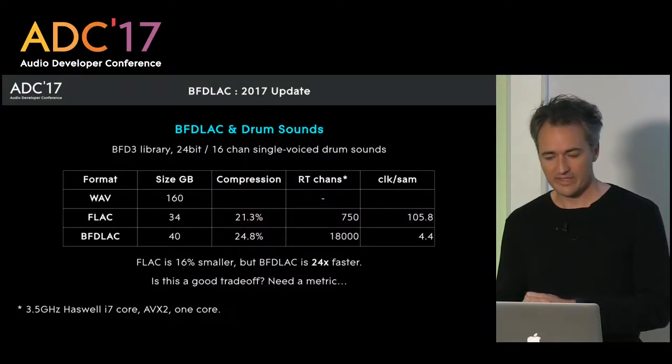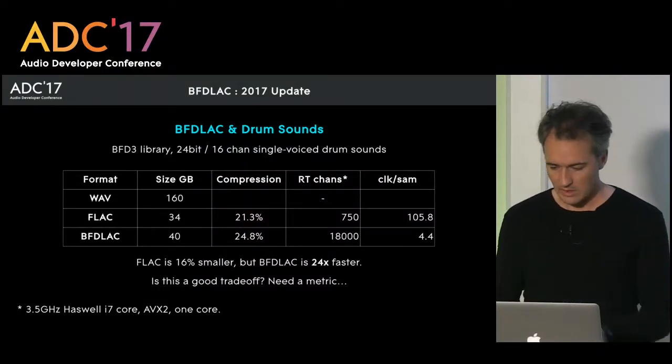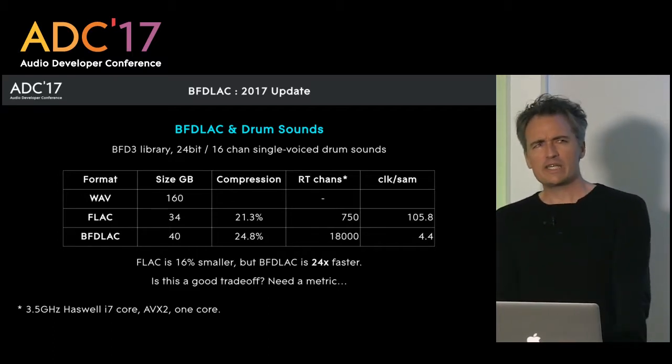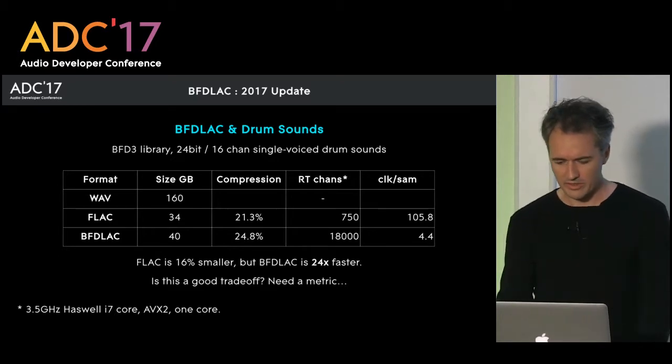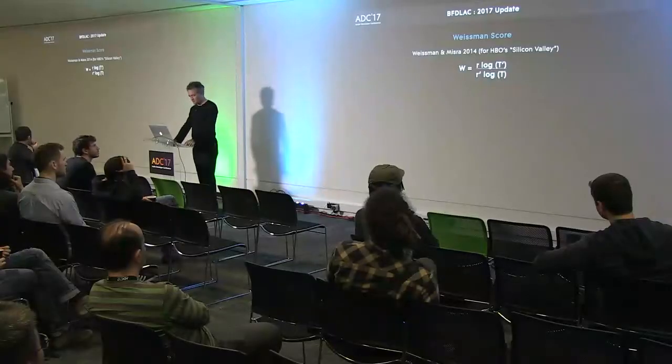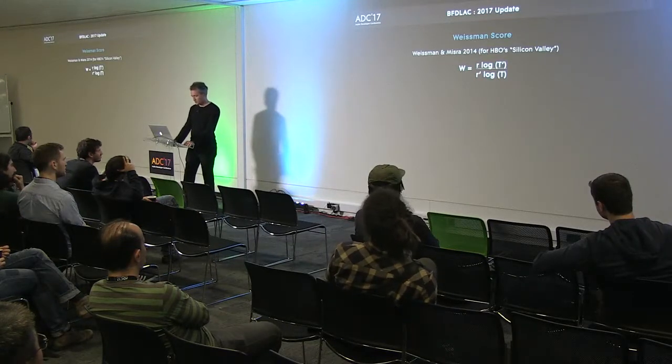So at RT chans, we can decode 750 channels of FLAC or 18,000 channels of BFDLAC. And the final column is the number of clock cycles per sample generated. FLAC is about 106, and the BFDLAC is 4.4. So yay, SIMD. SIMD is great. If only we had a way to measure this kind of metric which combined both the speed and the compression, such as the Weissman score. Thank you, Silicon Valley reference number 2.